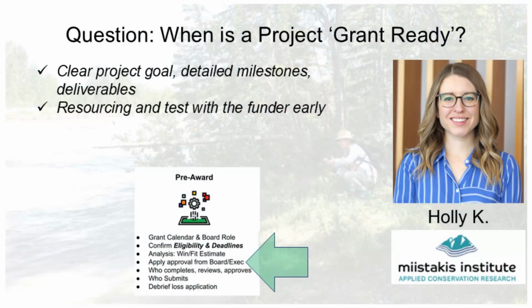What makes a project really grant ready? When I have a project idea mulling around in my head and I'm looking at how I can fund this idea, I want to make sure I have a really clear project goal. What is the ultimate thing I'm trying to achieve? I want to have detailed milestones. How am I going to get to that goal? What's the timeline of those milestones? And then what are the deliverables to get me there, to reach each of those milestones?